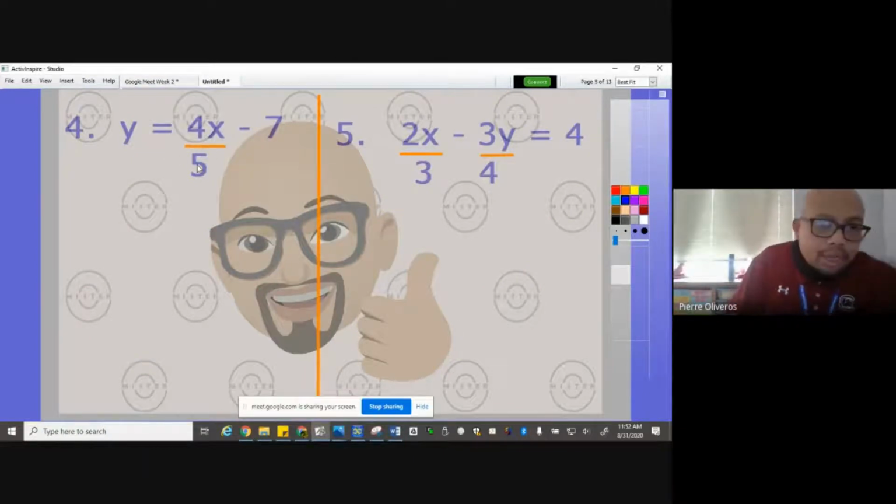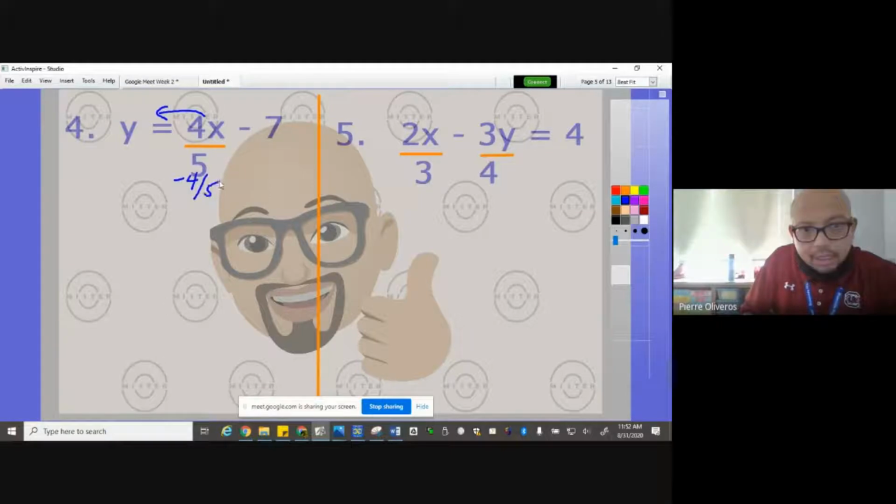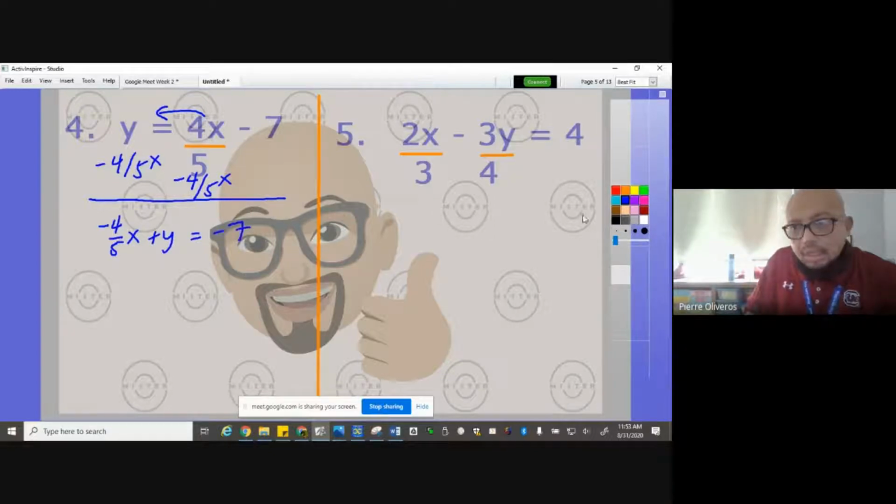Y is equal to 4x over 5 minus 7. Same thing. I have a non-integer here, which is 4/5, and the x and y are not together. So I can move this one first to the left. I'm going to subtract 4/5 x on both sides. So this will become negative 4/5 x plus y is equal to negative 7.